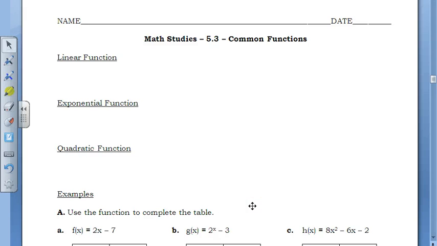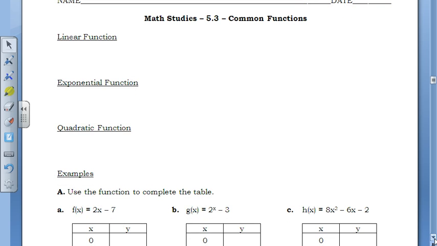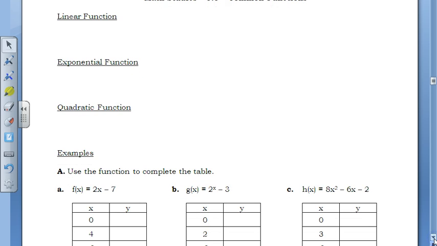This is Math Studies section 5.3, and in this lesson we're going to be introducing the three main functions that you learn in any standard algebra class: the linear function, the exponential function, and the quadratic function. So hopefully you've already experienced all three of these in algebra or algebra 2.